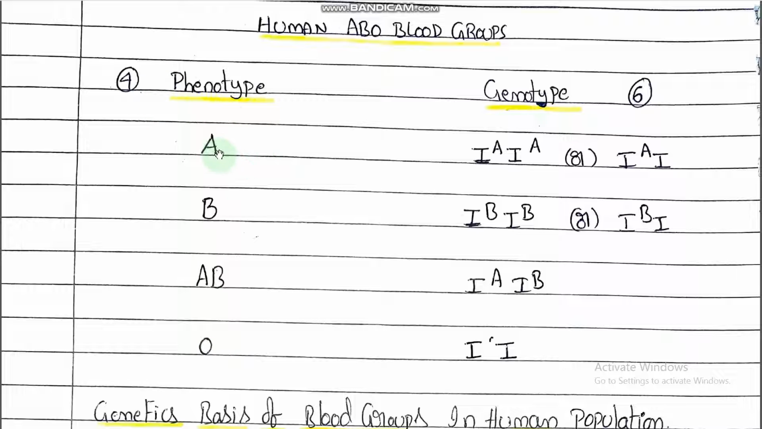So four phenotypes, A, B, AB and O. Six genotypes: 1, 2, 3, 4, 5, 6. Clear? So A persons have what type of genotypes? IA IA or IA i. B blood group, IB IB or IB i. AB blood group, IA IB, and O blood group, both are small i. Clear? So how many alleles? 3. How many phenotypes? 4. How many genotypes? 6 in the human ABO blood group system. Clear up to this? Right. Next one.